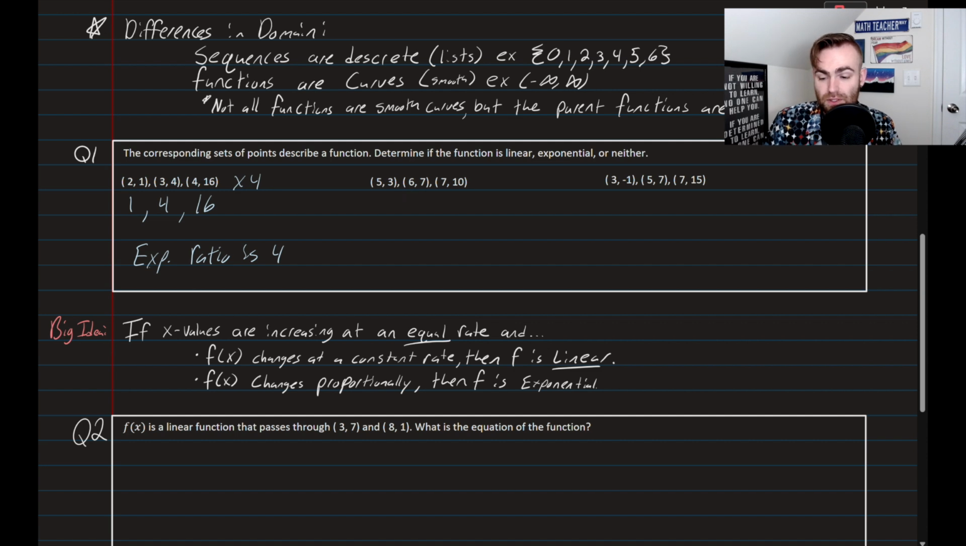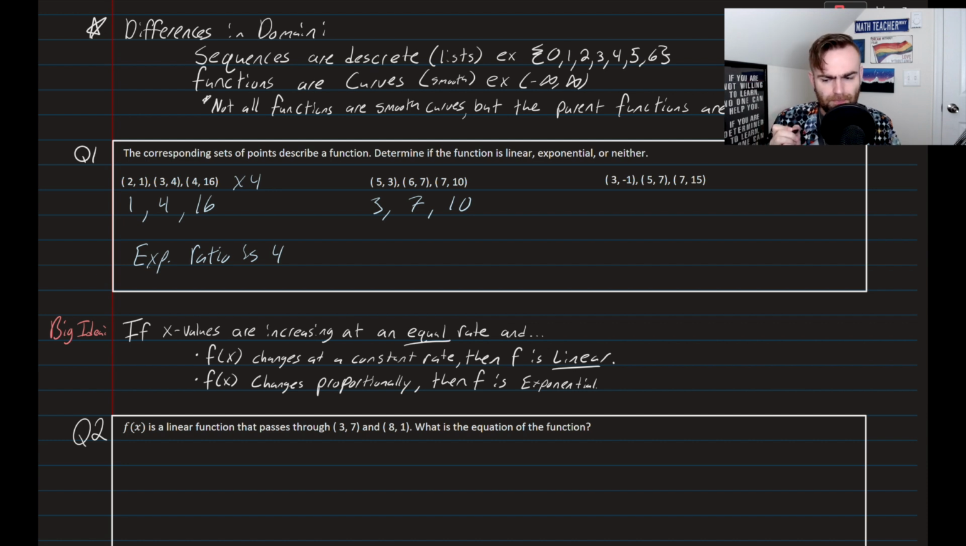Now if we look at this function, we go from 5 to 6 to 7. That's also going up by 1 on our inputs. So let's look at the y values. We have 3, 7, 10. 3 plus 4 is 7. 7 plus 3 is 10. We're not adding the same number here.